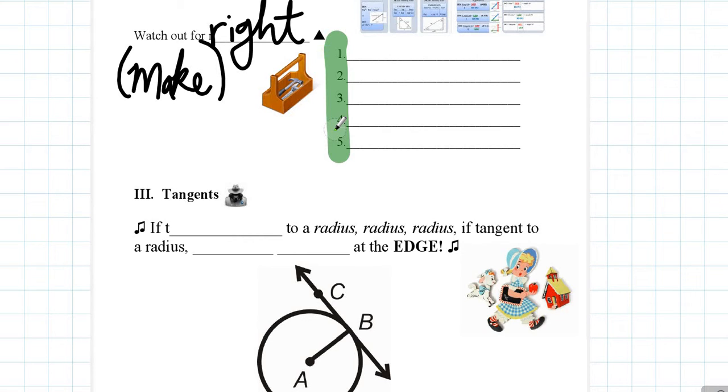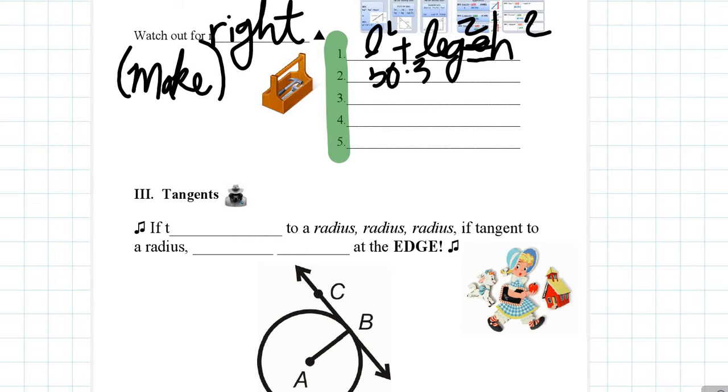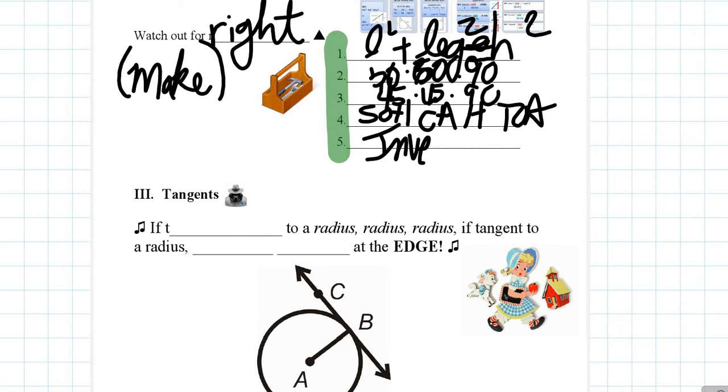Okay, let's check. Have 2 sides, need 3rd side. Okay, so that's 1. Leg squared plus leg squared equals hypotenuse squared. Then we have 30, 60, 90. Short leg root 3. Short leg times 2. 45, 45, 90. Leg root 2. So, SOHCAHTOA and inverse, quote unquote, SOHCAHTOA. Alrighty, guys.